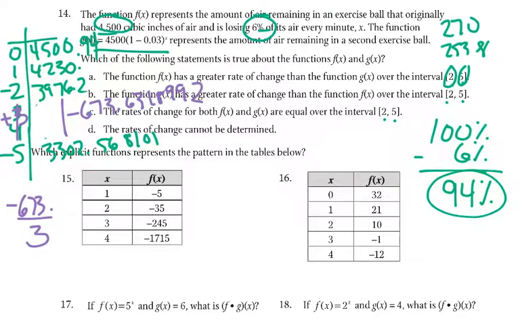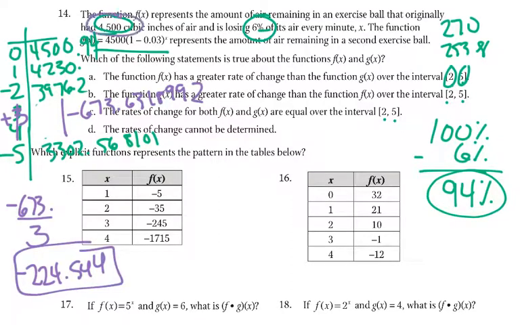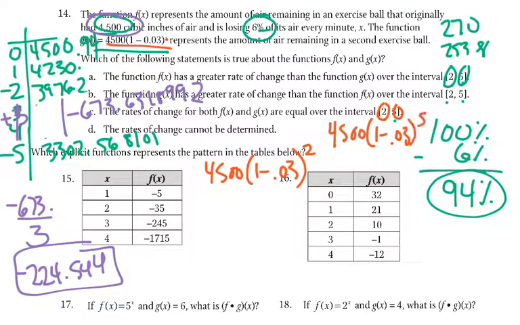Divide it by 3, and I get negative 224.544 if I round. Okay, there's my rate of change for this one. Now let's use the equation. Since it has x, I just put 2 and 5 into my equation. So I go 4,500, 1 minus 0.03 squared, then do the same thing to the fifth. Essentially I'm just going 2 to 5.